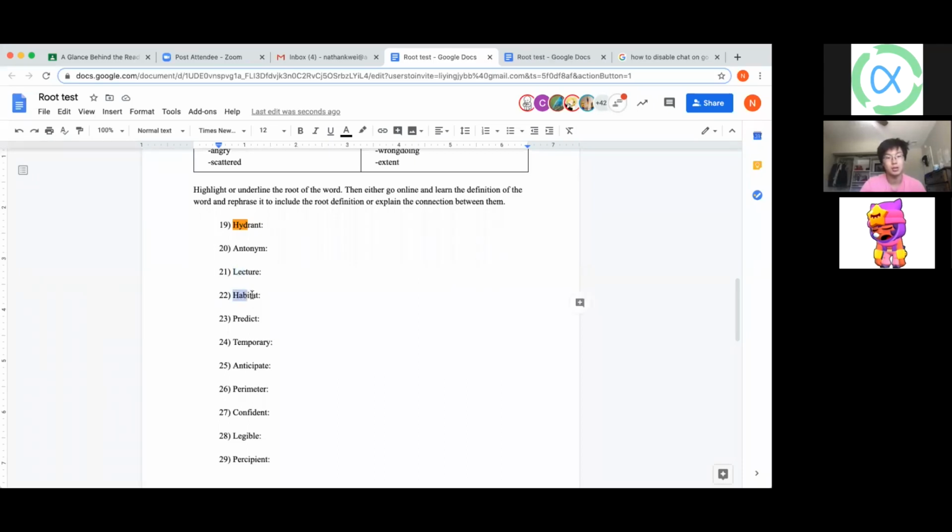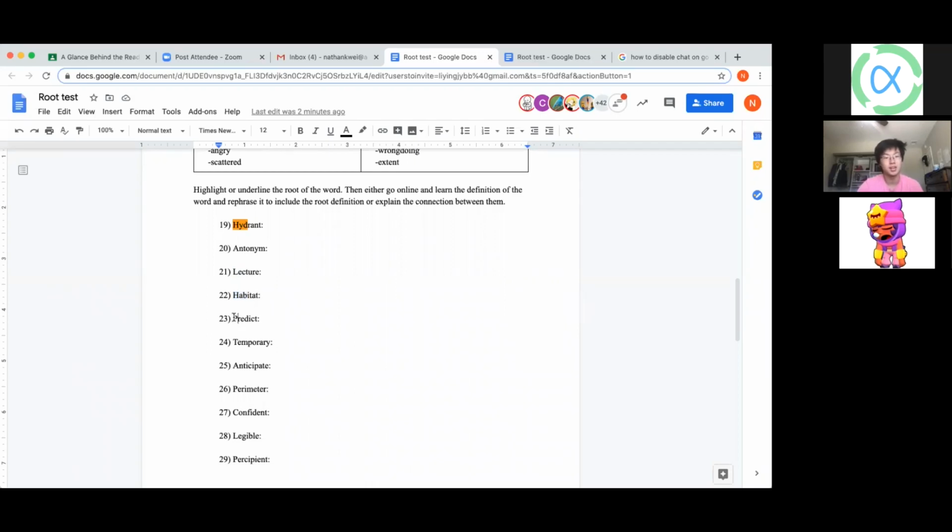So habitat, I'm pretty sure habit, I meant that to mean hold. And so habitat is to hold other people or other animals. That might have been a stretch, but you can put it together sometimes.